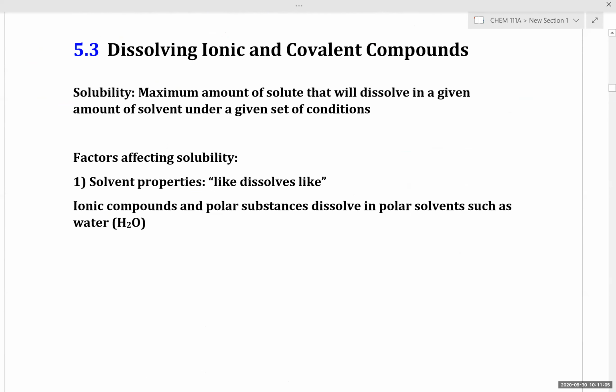Okay, so let's talk about factors that affect dissolving ionic and covalent compounds and influence solubility. Solubility can be defined as the maximum amount of solute that will dissolve in a given amount of solvent under a given set of conditions, typically temperature, pressure, etc.